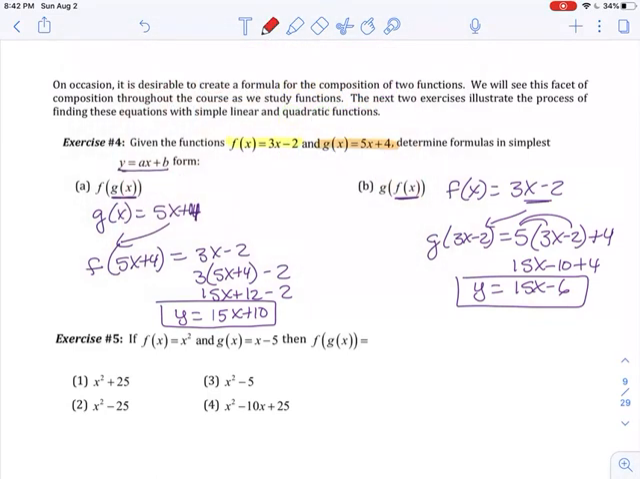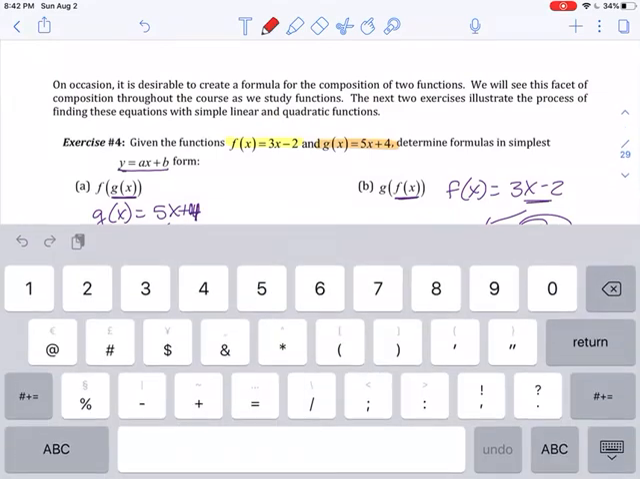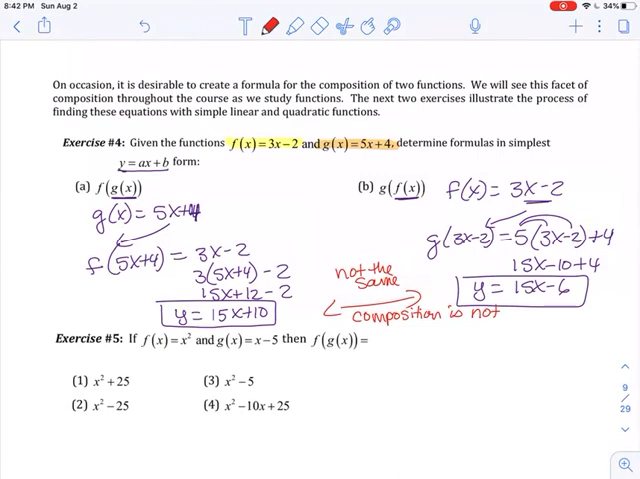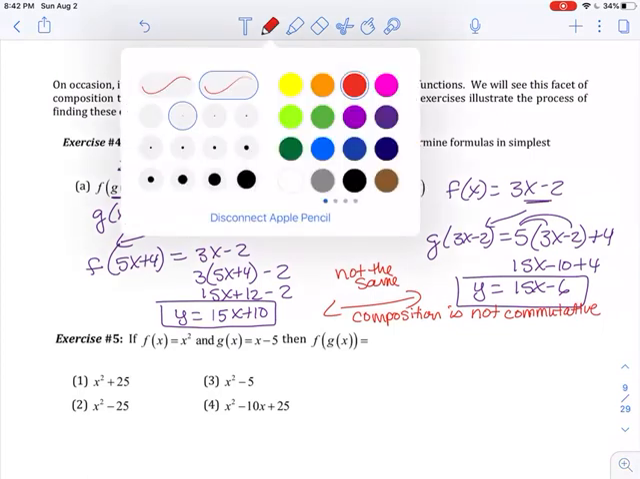All right, and looking at these, we can see that they are not the same. Okay, so that means that composition is not commutative. It matters the order in which I do things. Composition is not commutative. It definitely matters which comes first.